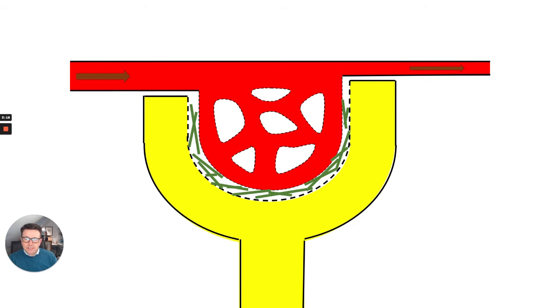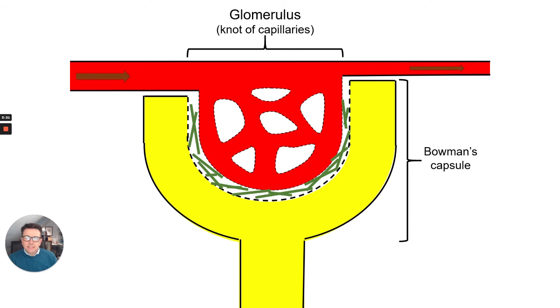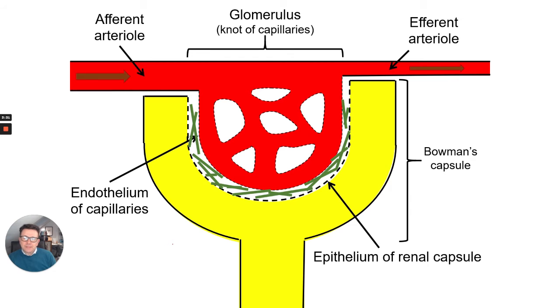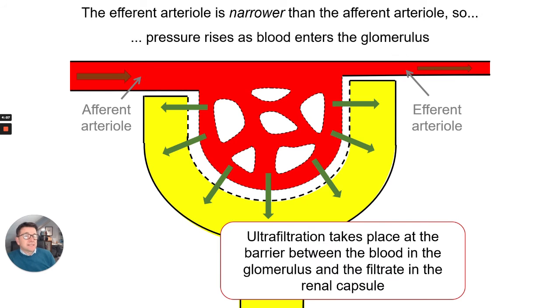So here we go. You can see you've got the glomerulus, the capillaries, the Bowman's capsule, and you've also got the afferent arteriole, which is wider than the efferent. Then you've got the endothelium cells of the capillary, so there's gaps in the capillary to allow small molecules through. And then you've got the epithelium of the renal capsule, and that's got podocytes on it, and you've also got a basement membrane. The efferent arteriole is narrower than the afferent arteriole, so pressure rises as the blood enters the glomerulus.